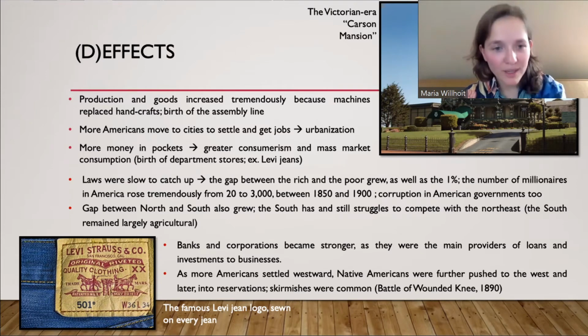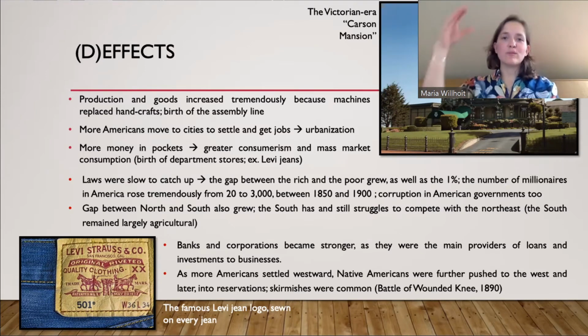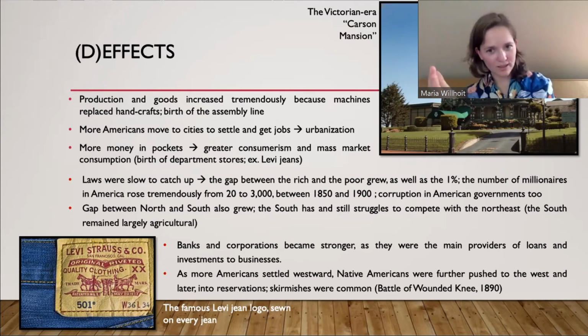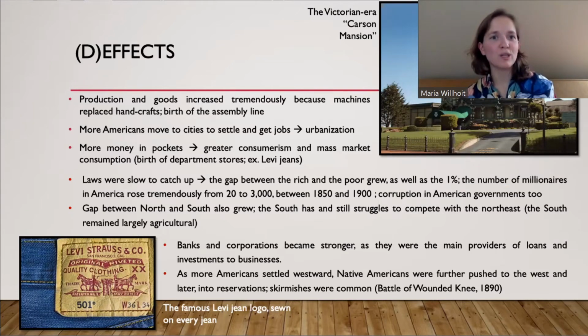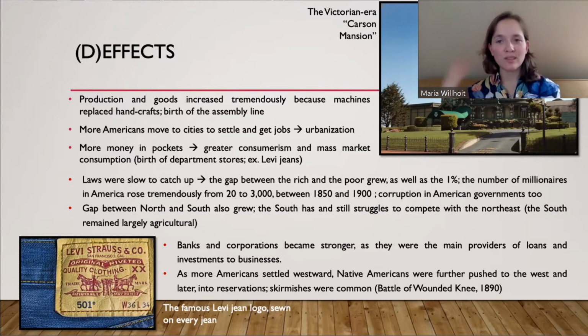The number of millionaires in America goes from 20 to 3,000 in a period of 50 years. That's incredible. And unfortunately, that increase in wealth meant an increase in influence, especially in the government. Now you start to have wealthy industry owners going to senators and representatives, bribing them, schmoozing with them. So this is when we also have a big period of corruption in our government, unfortunately.